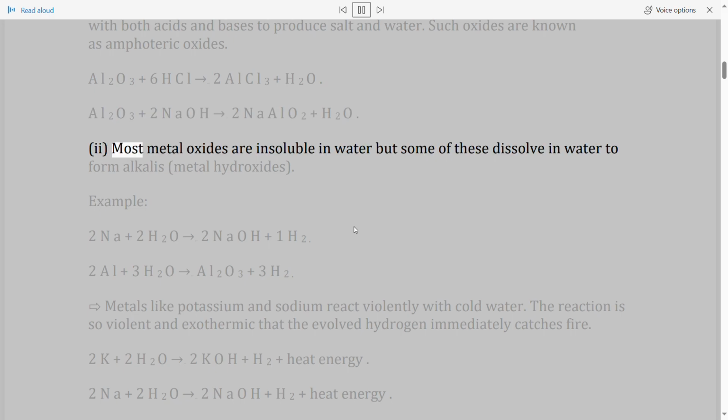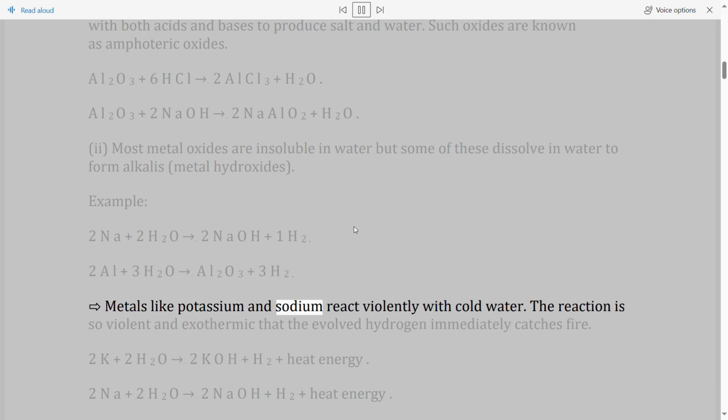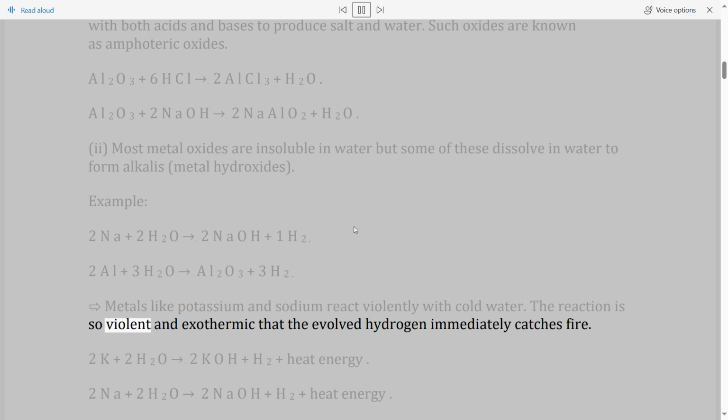2. Most metal oxides are insoluble in water, but some of these dissolve in water to form alkalis, metal hydroxides. Example: 2Na plus 2H2O gives 2NaOH plus H2. 2Al plus 3H2O gives Al2O3 plus 3H2. Metals like potassium and sodium react violently with cold water. The reaction is so violent and exothermic that the evolved hydrogen immediately catches fire.